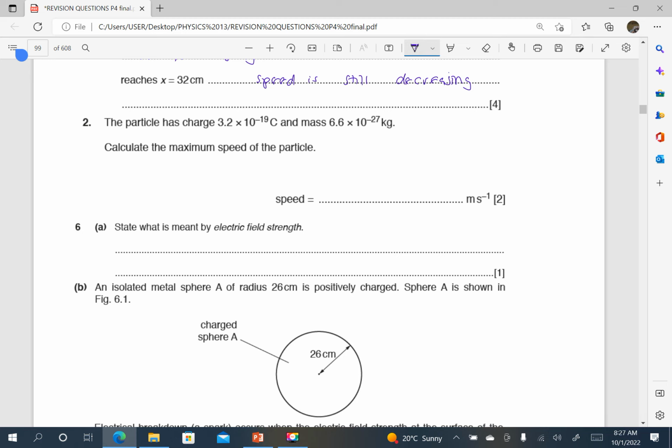Then next, the particle has charge 3.2 times 10 power negative 19 coulombs, and the mass is 6.6 times 10 power negative 27 kilograms. Calculate the maximum speed of the particle.